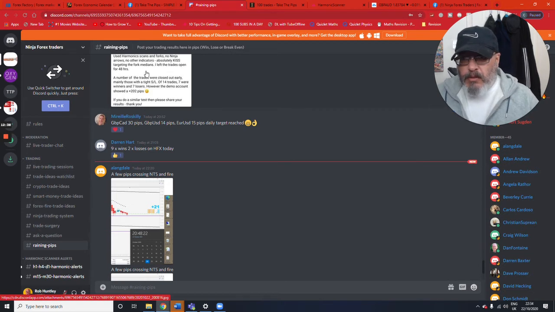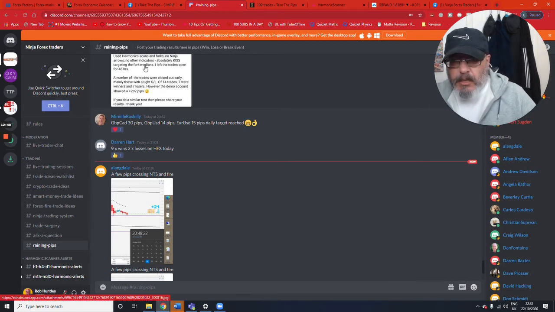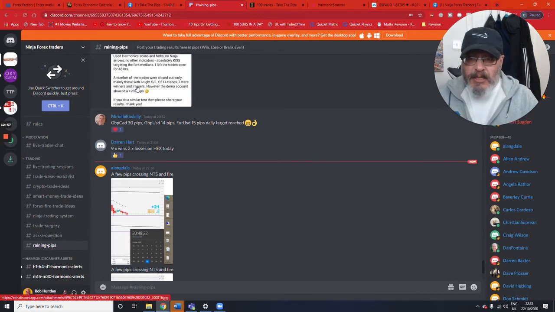Just keeping it simple and targeting the central median line on the pitchfork. Left the trades open for 24 hours. A number of the trades were closed out early, mainly those with a tight stop loss. Of 14 trades, seven were winners and seven losers. However, grew the demo account over 200 pips.